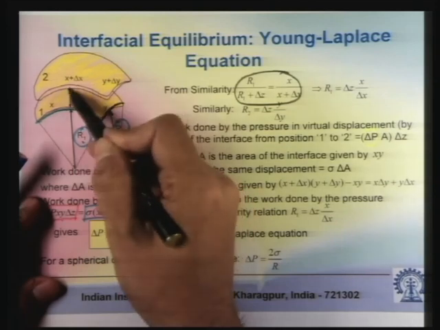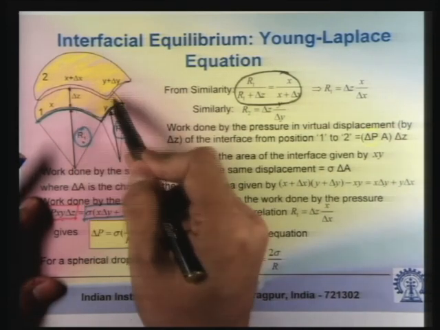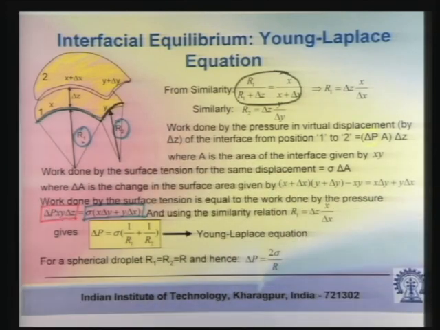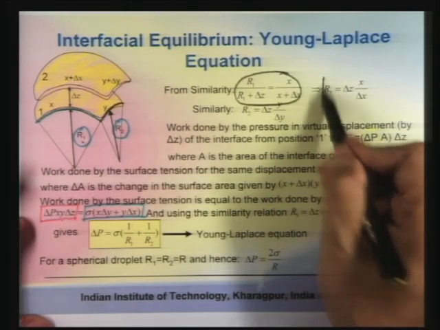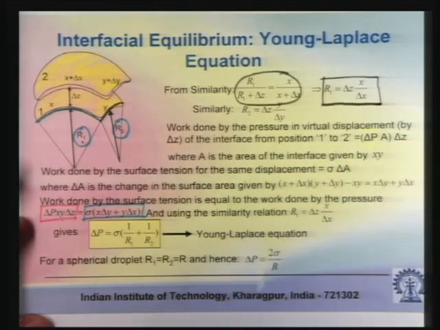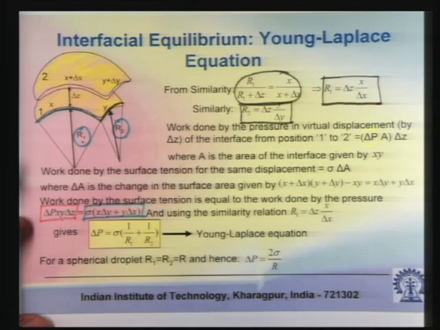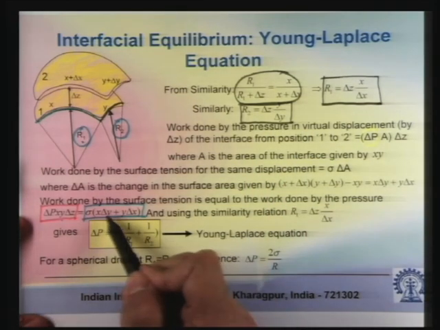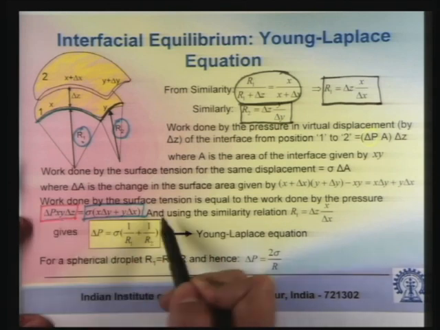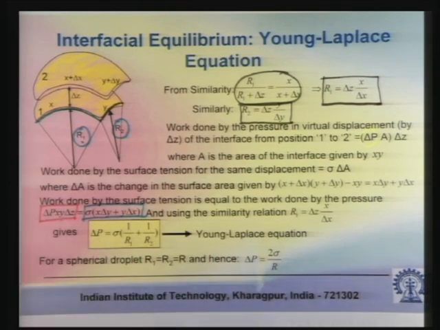R1 by R1 plus delta z is nothing but x by x plus delta x, from similar triangles. So R1 is related to x and delta z by this relationship. Similarly R2 is related to y and delta z by this relationship, and these relationships can be substituted in this work energy expression to give this very important final expression: delta P is equal to sigma into (1 by R1 plus 1 by R2). So this is the pressure difference across the two surfaces because of the surface tension.